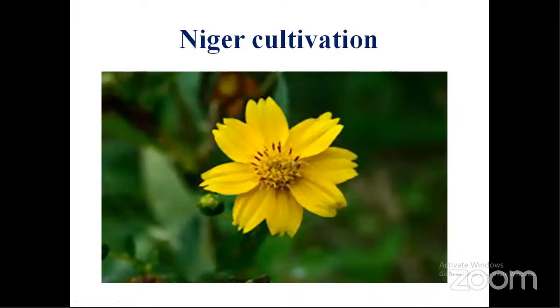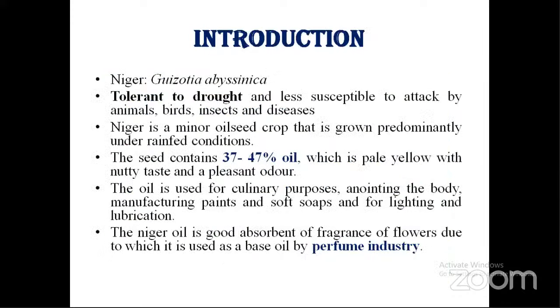Next one is Niger. It is a minor oilseed crop. It is grown in very less area in our country. Niger's scientific name is Guizotia abyssinica. It is tolerant to drought. That means it can grow even under low moisture conditions. It is less susceptible to attack by animals, birds, insects, and disease.